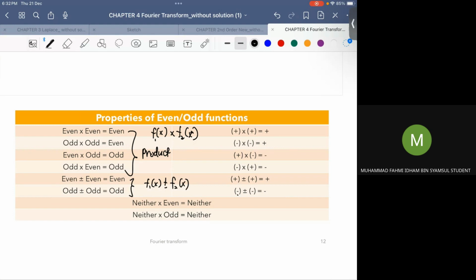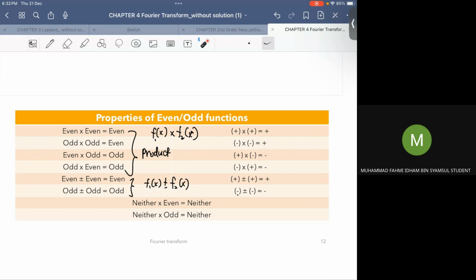If neither function plus odd function, this is neither function also. Right. What happens if you have neither function multiply even function? Neither function multiply even function, you get neither function. Neither function multiply odd function also, you get neither function.